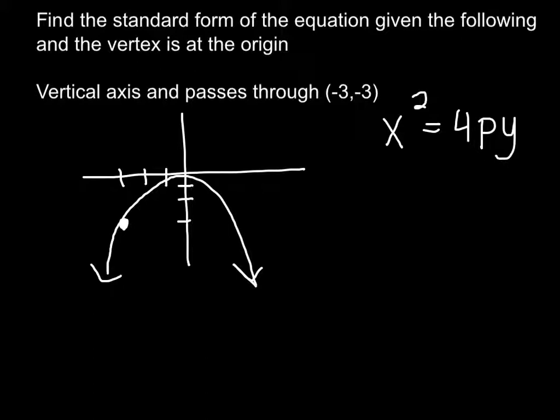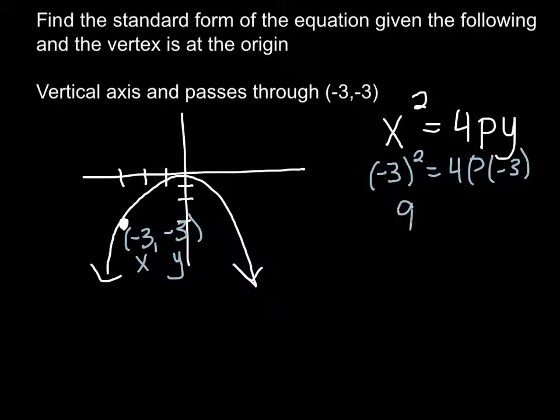Well, I have a little bit of information. Negative 3, negative 3 means I have an x value and a y value. So let's plug it in and figure out what that p value is. So instead of x, I'm going to put negative 3. Instead of y, I'm going to put negative 3. So I have 9 equals negative 12p. When I divide by negative 12 to solve for p, I get the p-value equaling negative 3/4. So negative 3/4 would be right there.